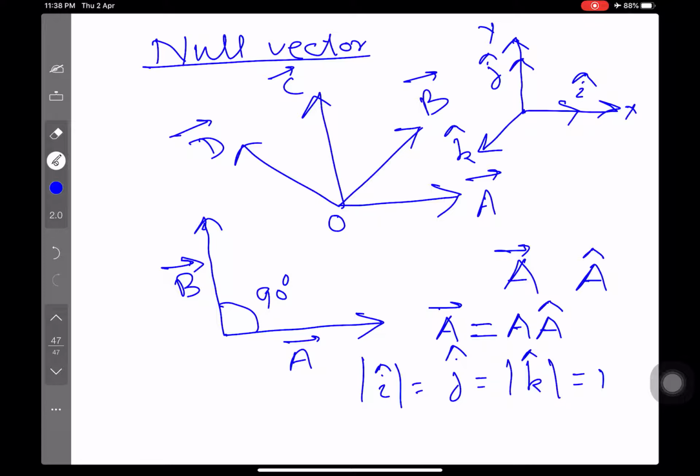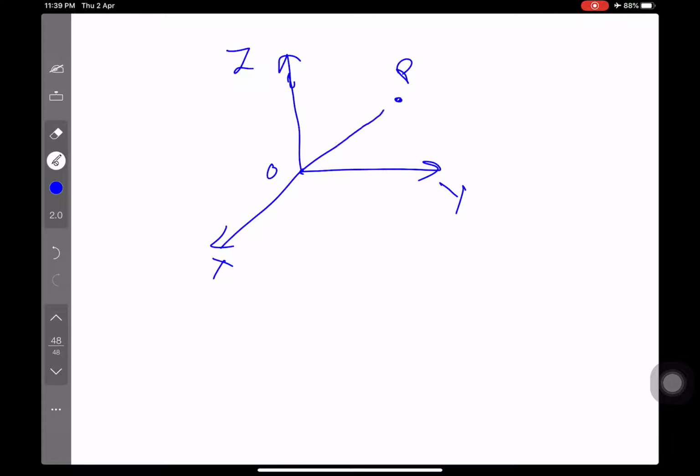Therefore, these vectors are called unit orthogonal vectors. Unit because their magnitude is 1. Orthogonal because they are mutually perpendicular to each other. Then we have position vector. A vector which indicates the position of a particle with respect to a fixed origin at a given instant is known as the position vector of that particle. For example, if these are the axes of coordinates, origin, x-axis, y-axis, z-axis, then we take a point P here, join O with P and put an arrowhead here. This vector OP, generally denoted by r vector, is the position vector of the point P with respect to the origin.